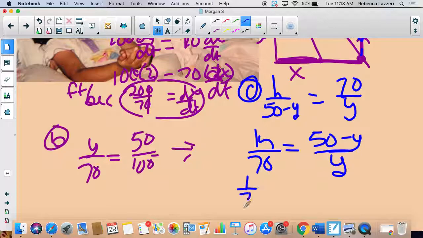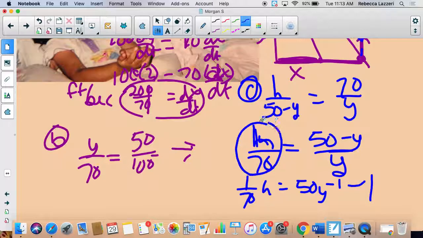And then I have 1 over 70 h is equal to 50 y to the negative 1 minus 1. All right, so this is a coefficient 1/70th. This is 50 divided by y and y divided by y. And then I have a really easy derivative to take.